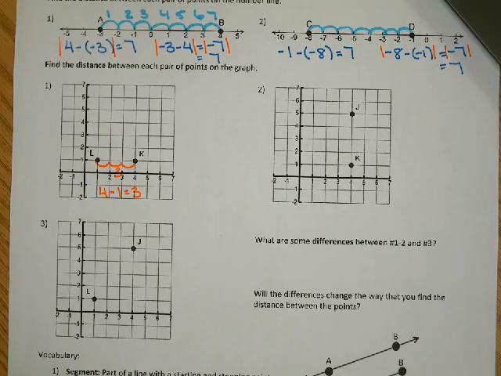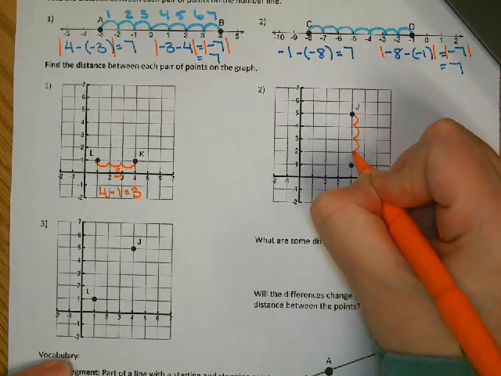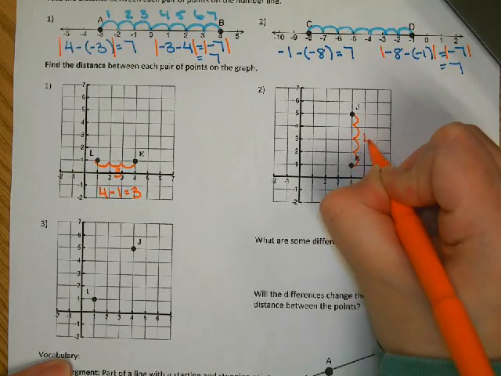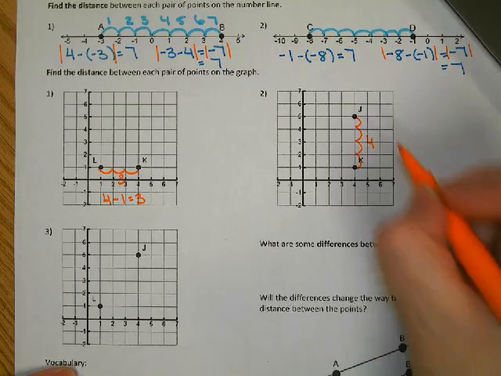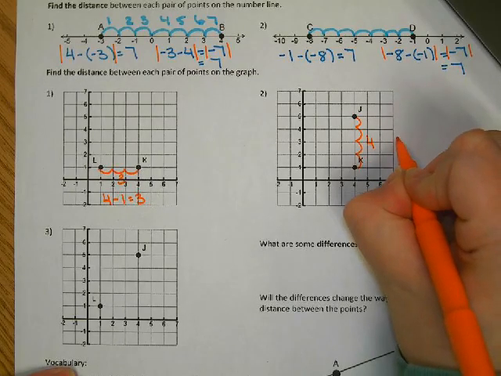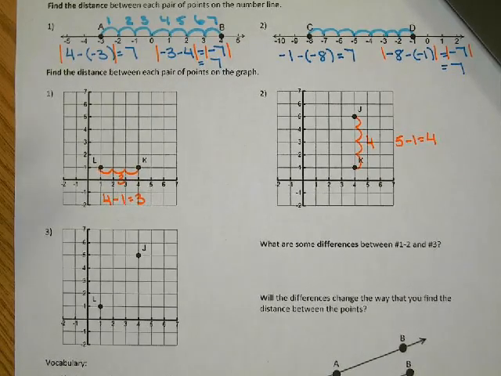Okay, then that's a lot of counting to do. All right, so how about between J and K? Jules, say, what's the distance between J and K? 4. Okay, how'd you get that? You counted, okay, so 1, 2, 3, 4. So this side was 4. And then how can you get that by not counting? Subtraction. So what would you subtract? 5 minus 1 would give you 4. Okay.